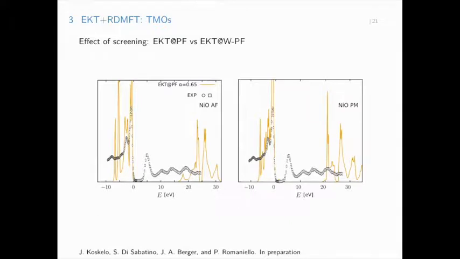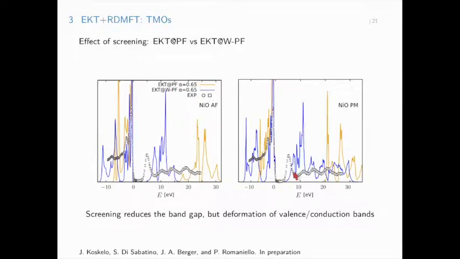So can we do better introducing the screening? Again, these are the results of the EKT with the standard PF. And when we introduce the screening, we reduce the band gap. So now we are closer to the experimental one. However, we lose a bit on the quality of some features of the spectral function. In particular, we widen too much the valence part here. And we also observed that the ordering of the conduction band is not correct anymore after introducing this screening.